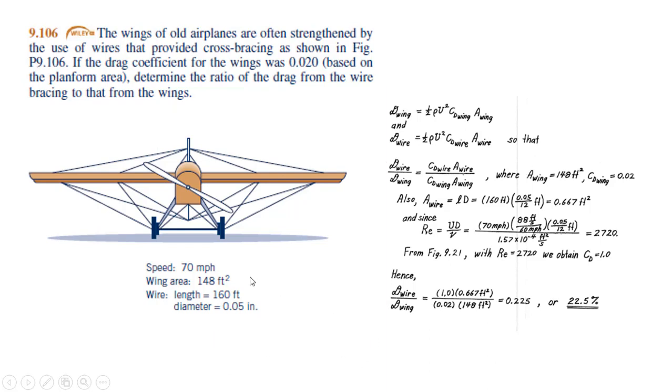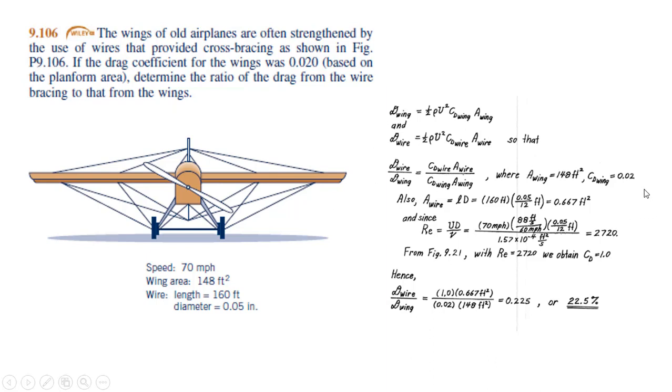So देखते हैं. स्पीड जो है वो 70 माइल्स पर आवर है for both wires and wing. विंग एरिया 148 है. वायर की टोटल लेंथ 160 है, और डायमीटर 0.05 इंचेस है. So let's see how to do this. We have drag of the wing, which is half rho u square CD wing and area of wing, and we have drag of the wire, which is half rho u square CD wire and A wire, right?